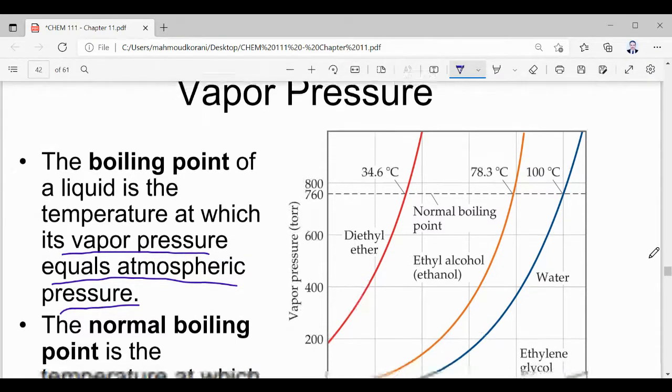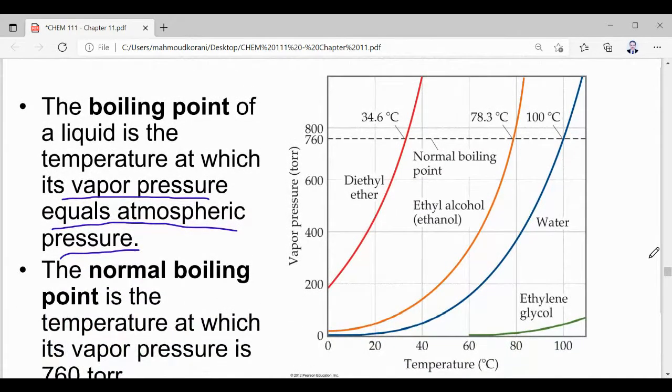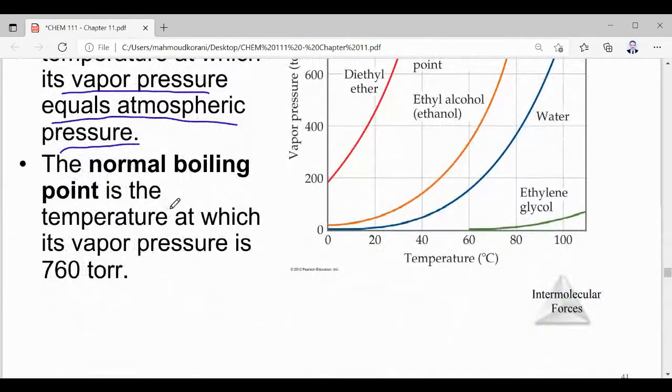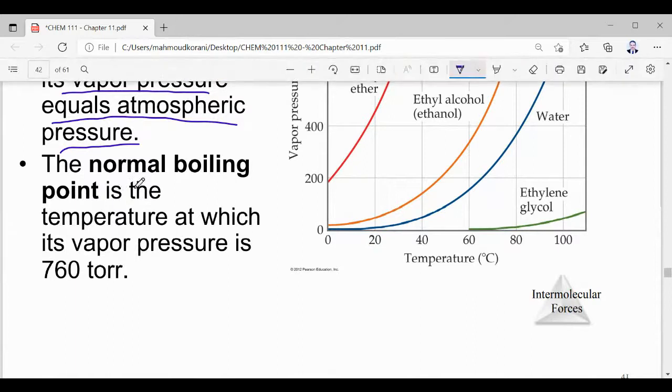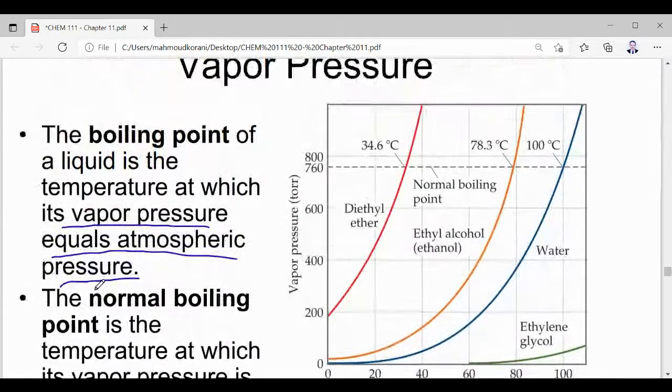That's great. There is a normal boiling point and an abnormal boiling point. The normal one is the temperature at which the vapor pressure of the liquid equals the atmospheric pressure. Because we have already defined it, the temperature at which the vapor pressure equals the atmospheric pressure.